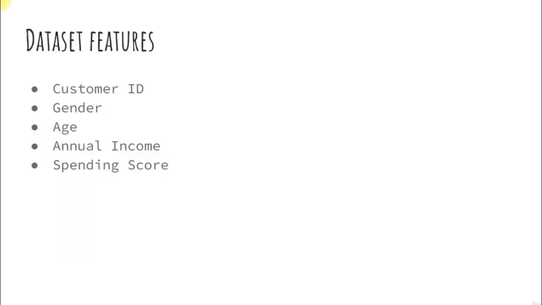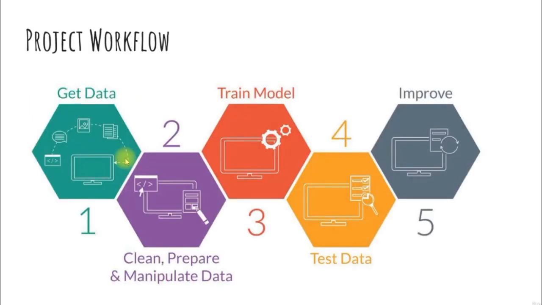Now let us understand the features that we have inside our dataset. The first one is the customer ID. By using this, we can identify the different unique customers that we have in the dataset. Next, we have the gender, age, annual income of that person, and spending score. So based on these features, we'll create different clusters on our data.